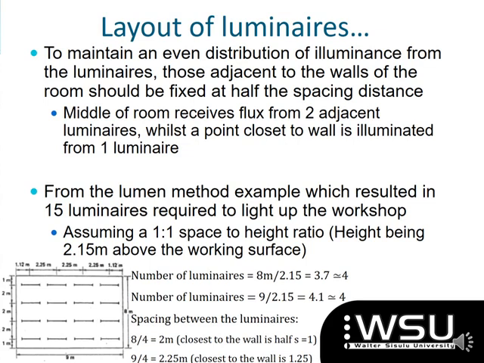Then how do I know what the spacing between my luminaires is? Now that I've determined I'm going to have 4 on each side, for my spacing I simply go to my 8-meter side and divide it by that number 4, because it then means I'm going to have them 2 meters apart. So my 4 luminaires must be 2 meters apart, but I must remember the rule that says closest to the wall, it must be at half that distance. So the ones closer to the wall, and you should have 2 closer to your wall, are going to be at 1 meter each.